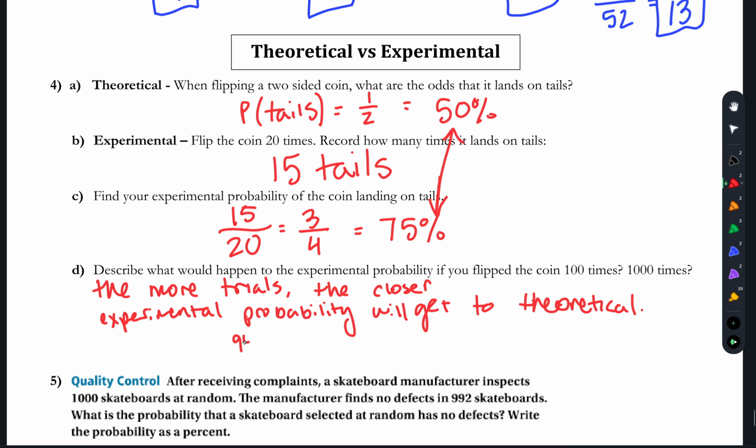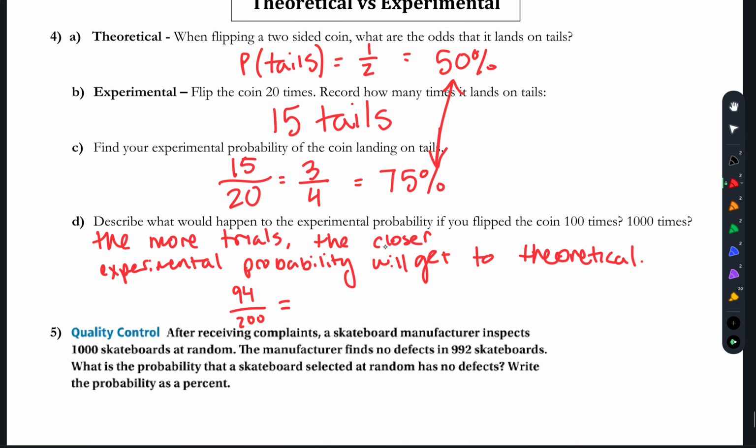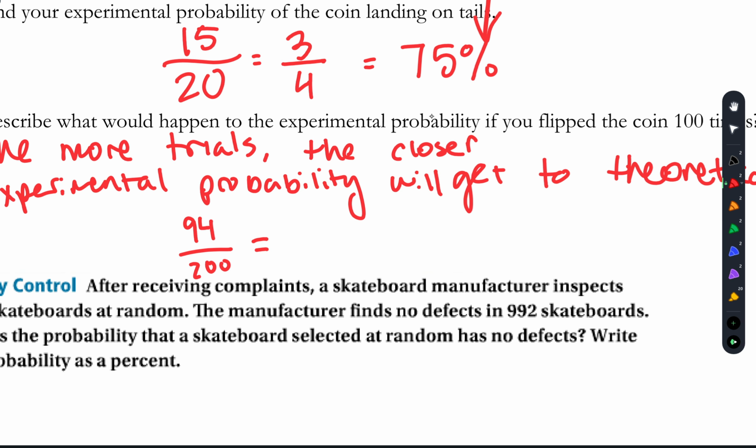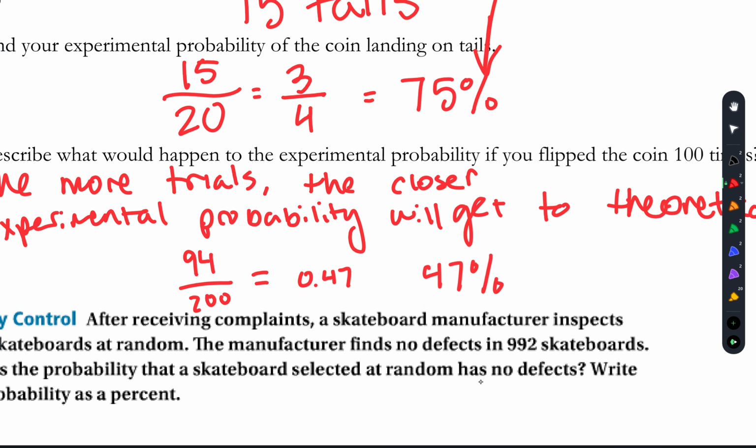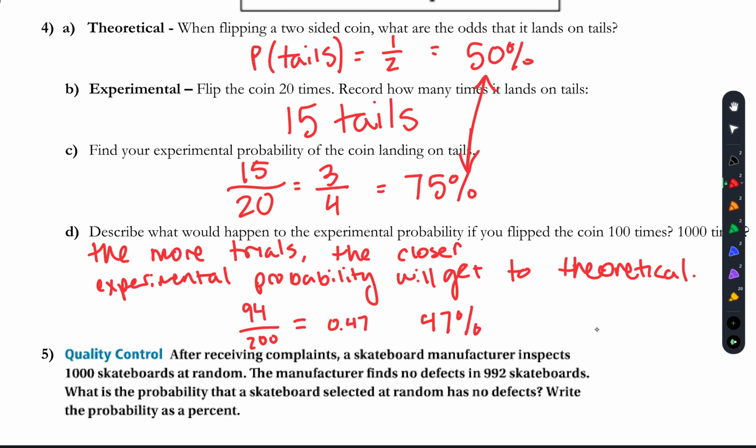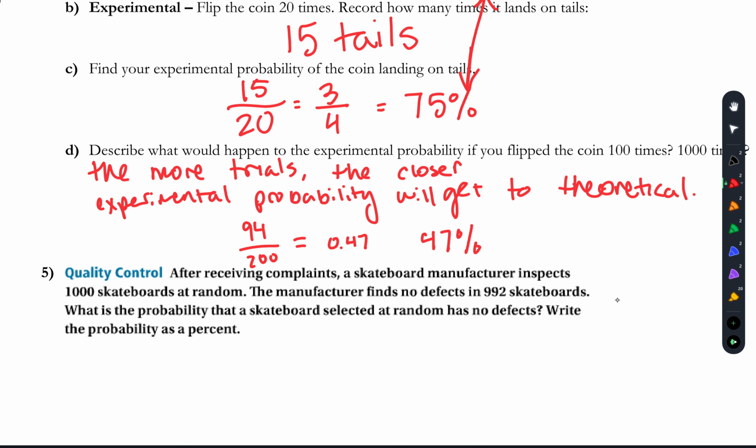Wait, so if you flip infinite coins, then you have infinite most out. So I upped my number of coins to the most that it would go. It only goes up to 200. Let's calculate what percentage that is. If it's 94 out of 200, I'm going to do 94 divided by 200. I'm going to get 0.47, which is 47%. Much closer to my theoretical value, right? Any questions on that?